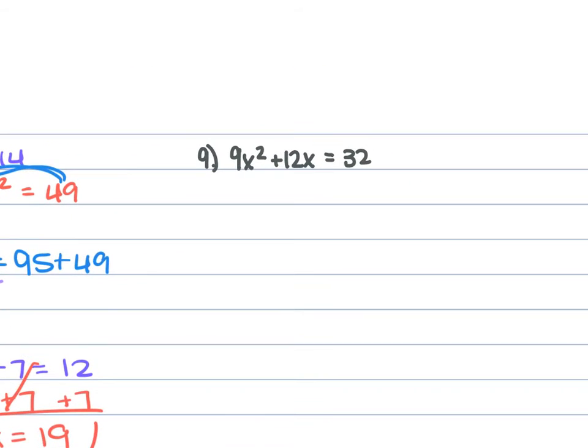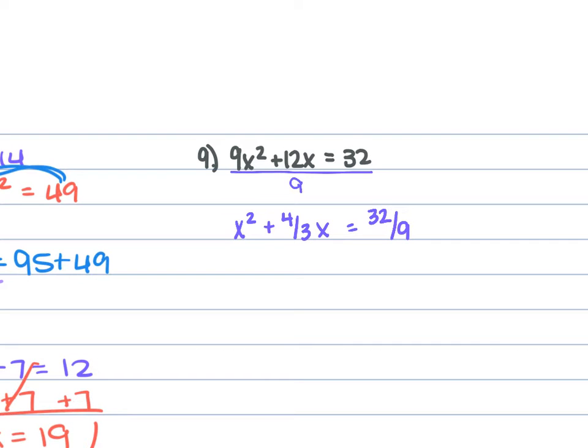For 9, we have 9x squared plus 12x is equal to 32. Our constant's on this side by itself. However, we have an x squared with a coefficient that's other than 1. So we want to divide everything by that 9 to give us an a of 1. So we're going to be working with x squared plus 4 over 3x is equal to 32 over 9. It's going to stay 32 over 9.